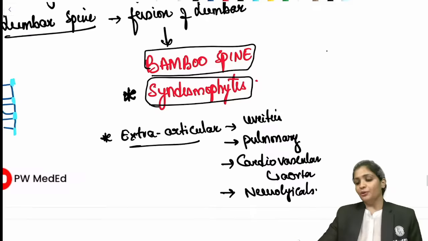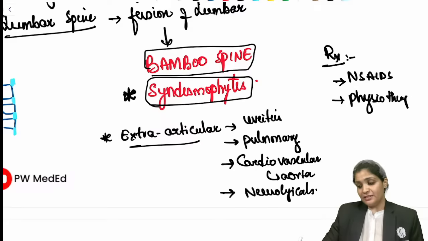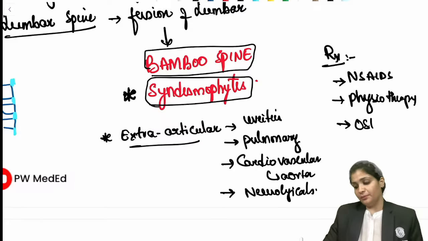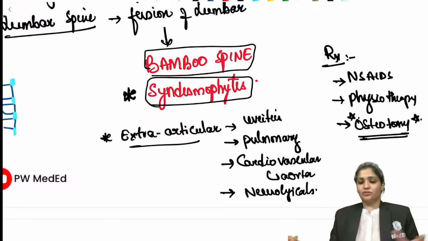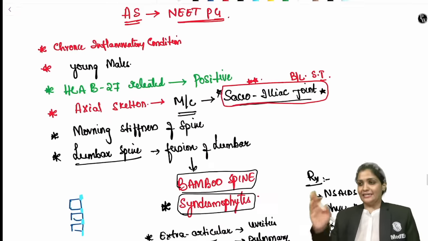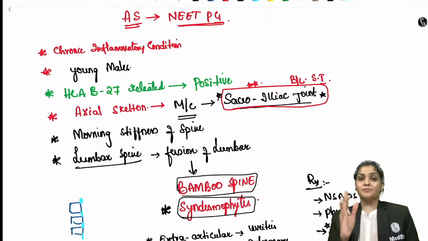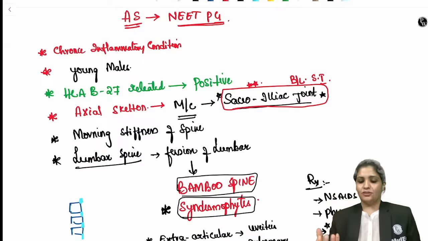So there are various other systems which are also involved in ankylosing spondylitis. So how do you treat this condition? Treatment is again conservative, that is NSAIDs. And you advise physiotherapy, and if it is still disabling, then you go for osteotomy and correction of the deformity, right? So that is the treatment. The important things to remember: it is a chronic inflammatory condition, seen in young males, associated with HLA B27. The common symptom is morning stiffness, in the presence of bamboo spine, and the predilection to involve the sacroiliac joints, right?